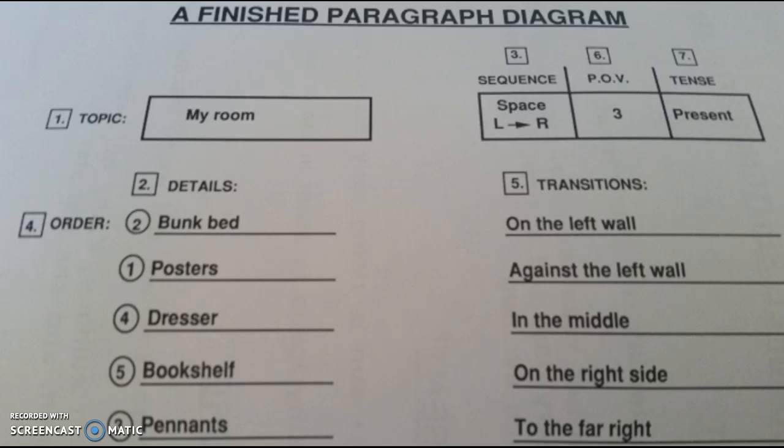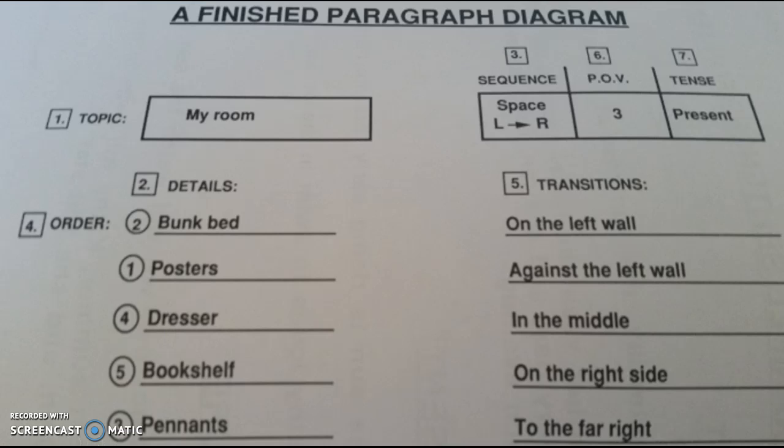The diagram also has circles. The circles are where you can write numbers to indicate which detail will be first. So posters is listed as first, bunk bed is listed as second, pennants is listed as third, dresser is listed as fourth, and bookshelf is listed as fifth. Then we're going from left to right in our space sequence, so those numbers go with that information.